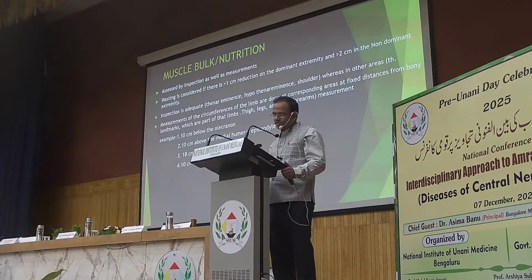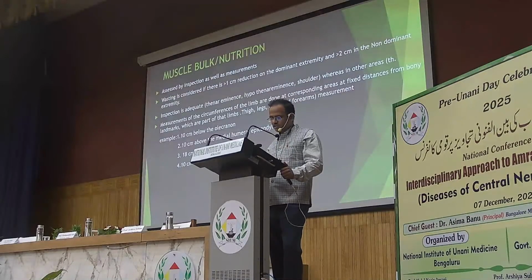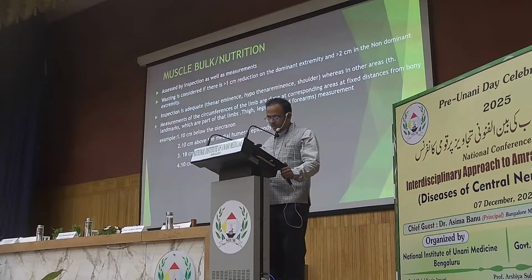For the hand muscles, inspection is advocated, where the prominence of the thenar and hypothenar eminences will be lost. Whereas in other areas, particularly the upper limb and lower limb, you usually need to measure.